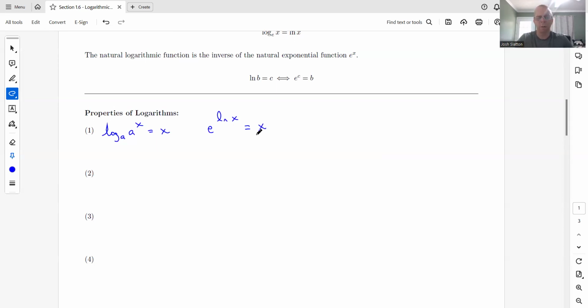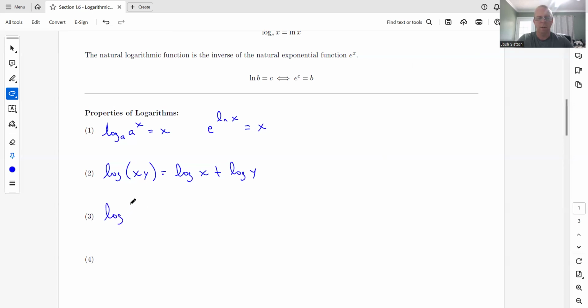Now, the next ones can also help us solve equations. This first one, or I guess number 2, log of x plus y is, or I'm sorry, I wrote that wrong. Log of x times y. We can split that up and say that's log of x plus log of y.